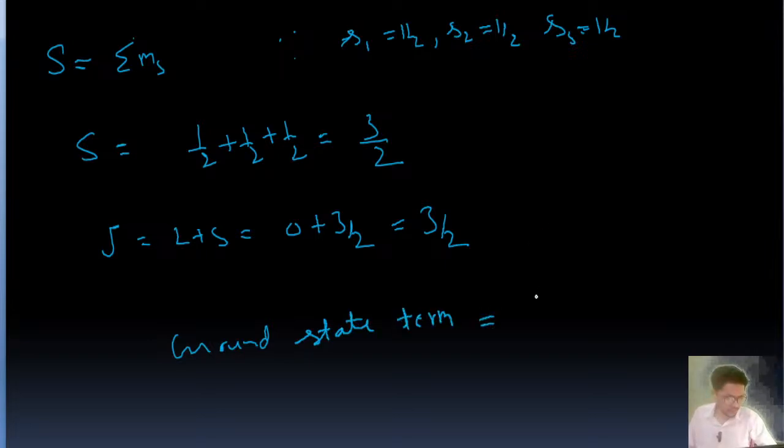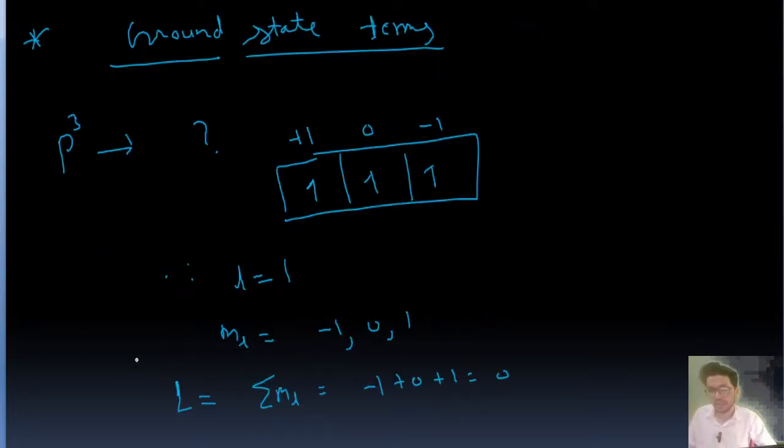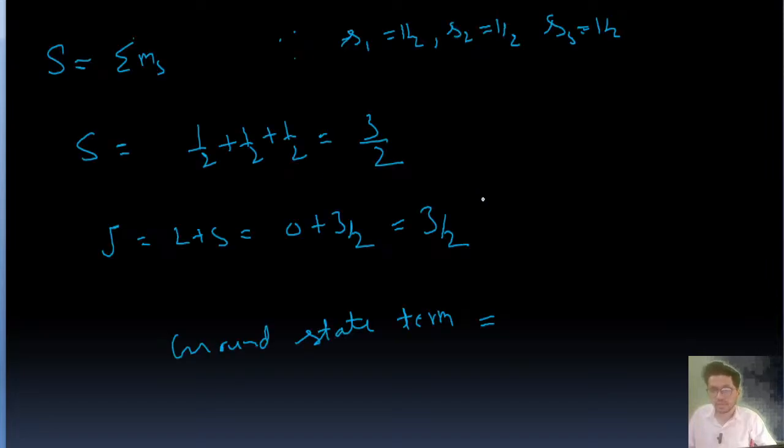Ground state term is going to be this one. J equal to 3/2 and L equal to 0, right? L equal to 0 means S. And multiplicity: S equal to 3/2. So 2S plus 1, that is 2 into 3/2 plus 1, that is 4. So the ground state term is going to be 4S.